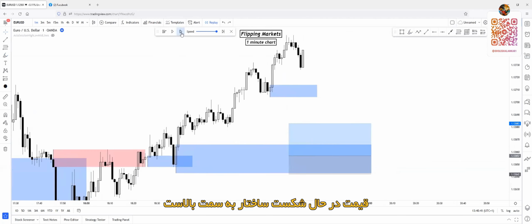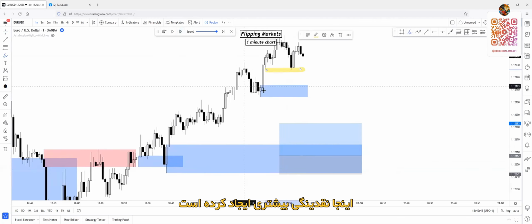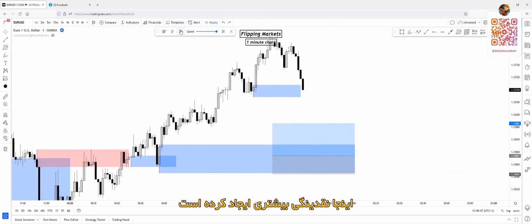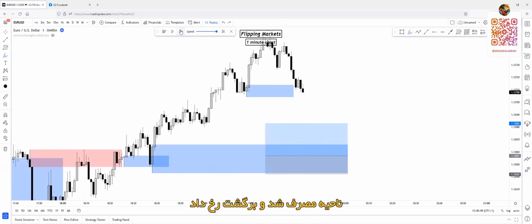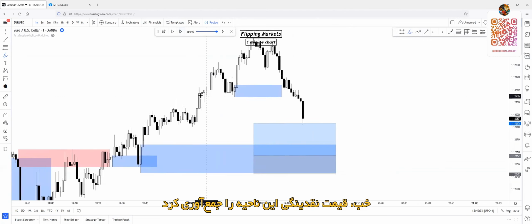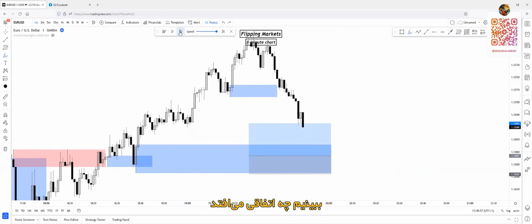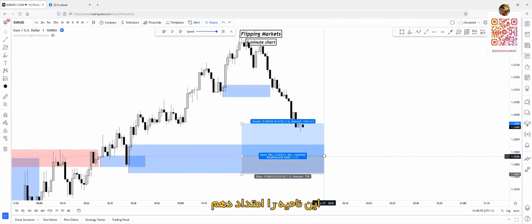Price is breaking structure to the upside. It's on the way back down to mitigate the zone. As you can see, it built up more liquidity here. Mitigated the zone, reversal. And it's on the way down to, yes, it swept this liquidity. Right now we have this liquidity left. Let's see what happens. I will just extend this line.